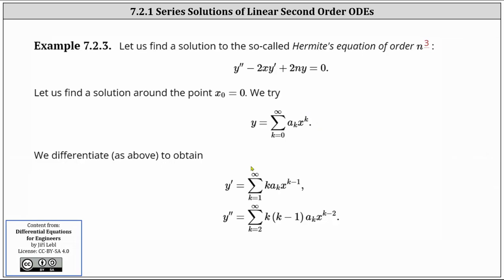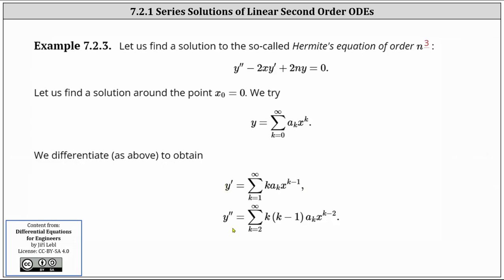And now we need to find y prime and y double prime. To find y prime, we differentiate the power series for y with respect to x, using the power rule of differentiation. However, since the first term of y is a sub 0, a constant, and the derivative is 0, we have y prime equals the sum from k equals 1 to infinity, not k equals 0 to infinity, of k times a sub k times x to the power of k minus 1.